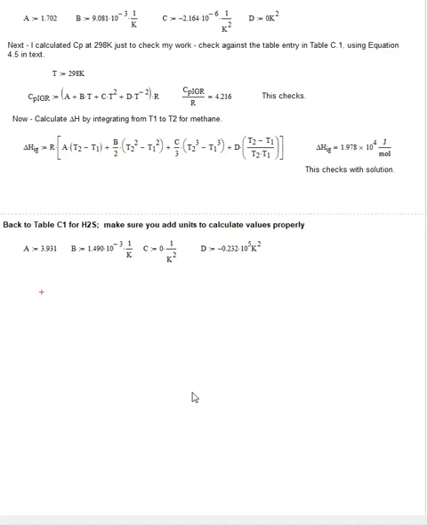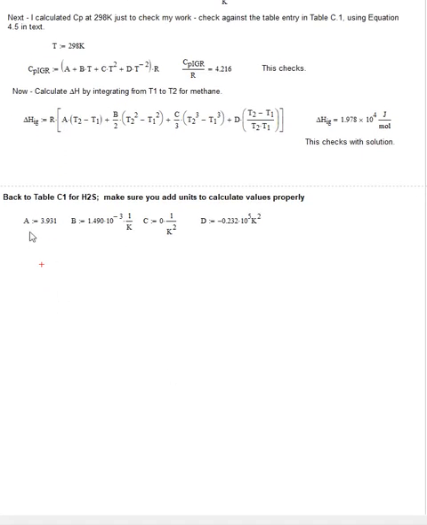So the first thing we do is we look up our heat capacity constants from Table C1. And so again, put the units in. This time C is equal to 0, but we have a D term. And so the entry in that table, if you look at the column heading, is 10 to the minus 5 times D. And so whatever that number is, minus 0.232, we have to multiply that by 10 to the 5th. And of course, keep our units.